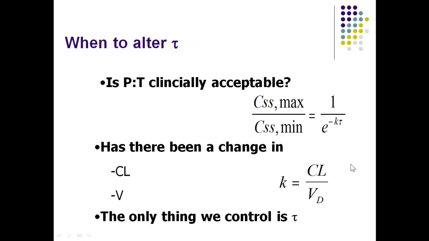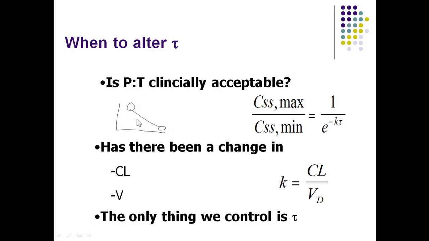Just like when we talked about dose rate, the first question we have to ask ourselves is, is our PT clinically acceptable? Is our peak to trough ratio where we want it? For certain drugs, you're going to want to target different peaks and different troughs. Now, when we look on this graph here and we look at the max and the peak here, if this is not where we want it, we can increase or decrease how frequently the patient is getting the drug to change where our max and our min is.